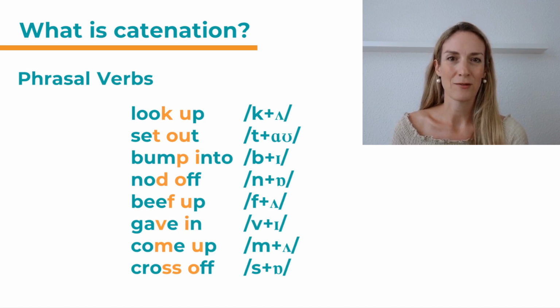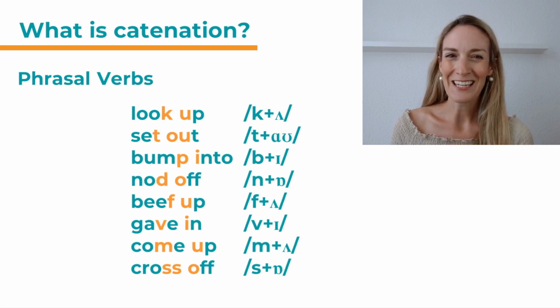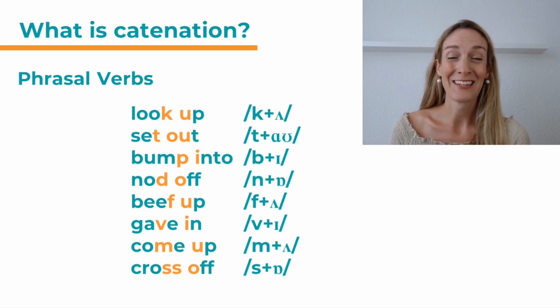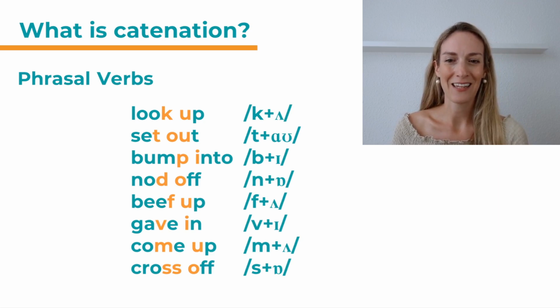Then we have set out, and out almost sounds like tout, set out, set out. Then we have bump into, bump into, pin to. That is obviously not a word in English, but it does really sound like that because we link the p and the i together. Then we have not off, not off. Because not is such a short word, this sounds like one word, not off. And the off sounds more like doff, not off.